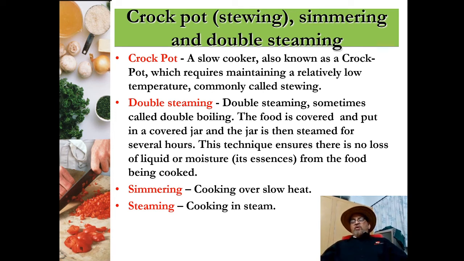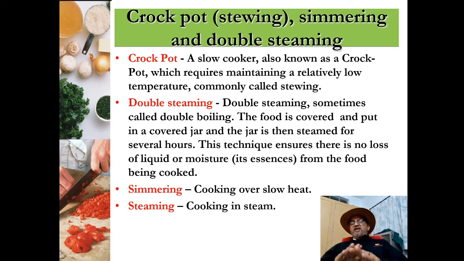Double steaming, also known as double boiling. What is double boiling? Double boiling is when we put the container in which food is kept in a water bath, in a hot water bath, and we cook the food. That is known as double steaming or double boiling. This technique ensures that there is no loss of liquid or moisture from the food being cooked, and the food gets cooked very slowly.